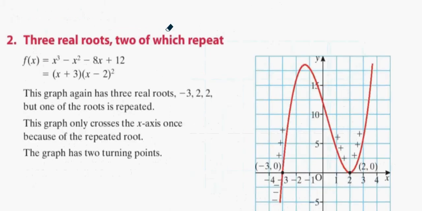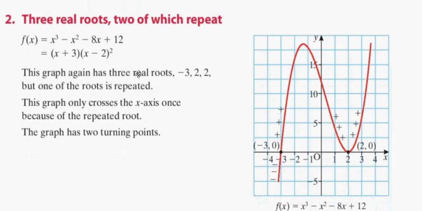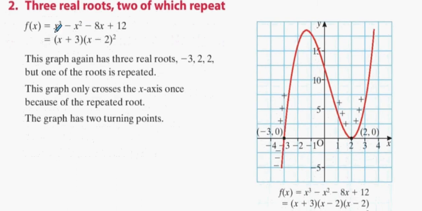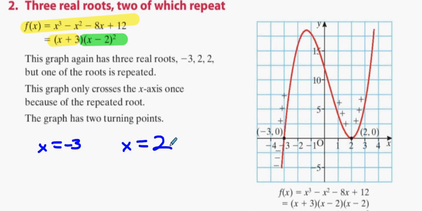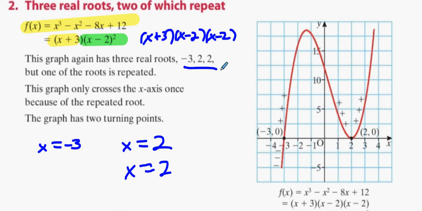3 roots, 2 of which repeat. What happens this time? We factorize this, and then what happens? We get x plus 3, but we also get x minus 2 squared. So what does that mean? X equals minus 3 is a root, and then x equals 2 is a root. But it's a root twice, isn't it? Because it's x plus 3, x minus 2, and x minus 2. And there's your 3 roots there, isn't it?